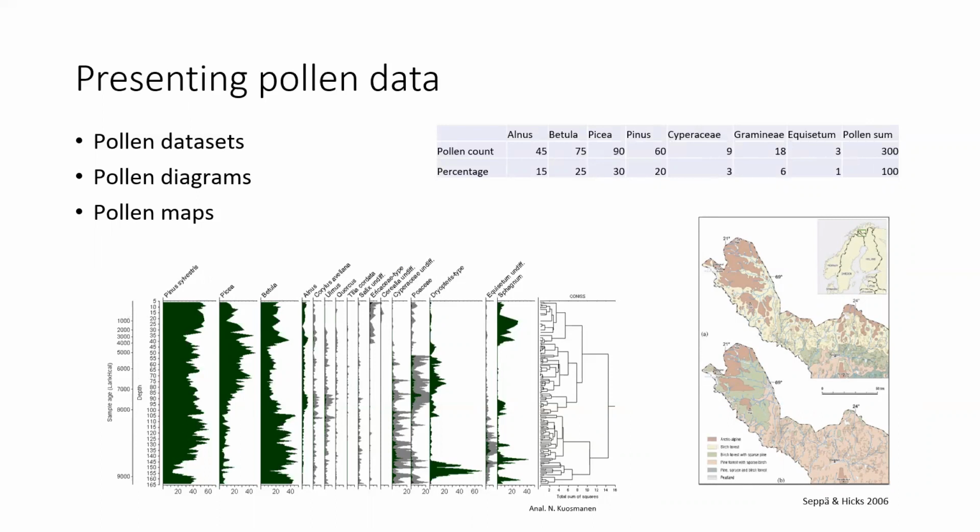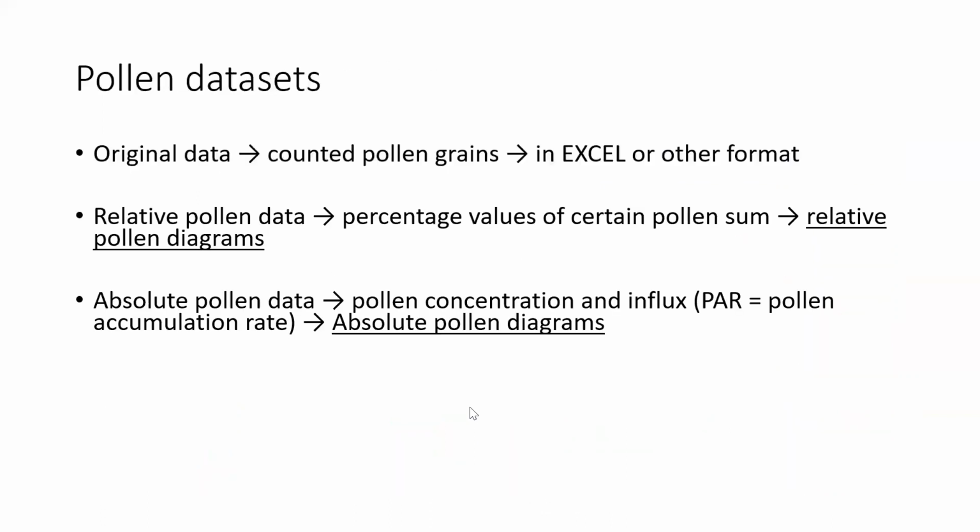And then there can also be maps presenting pollen data, for example, how the pollen records show the change in vegetation cover at different times, or maps showing the migration or changes in distribution of different species. But these are the main ways of visualizing or representing data.